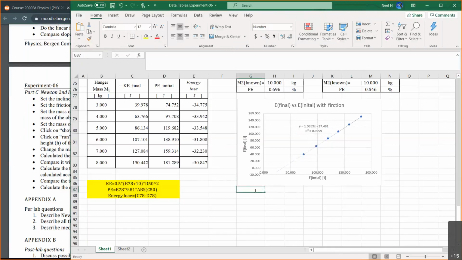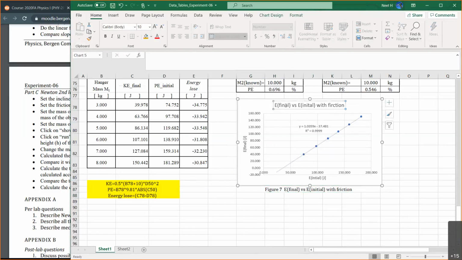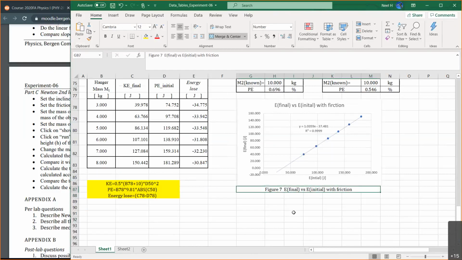Now this is actually figure 7. This is figure 7, E final versus E initial. Usually when you type the name, the y-axis comes first, right? So the width, friction percent. And I have to correct that on here too. This is going to be E final versus E initial. That is good, yeah. So this one should be good now.